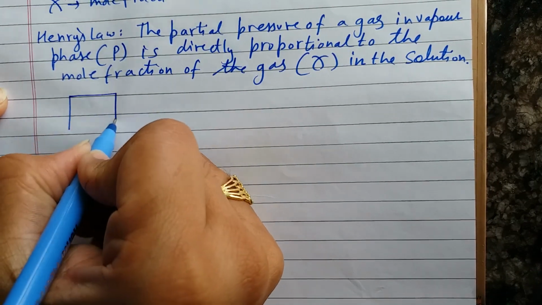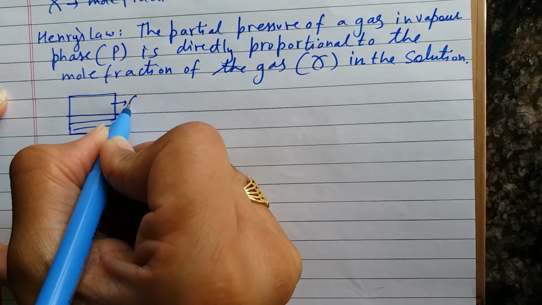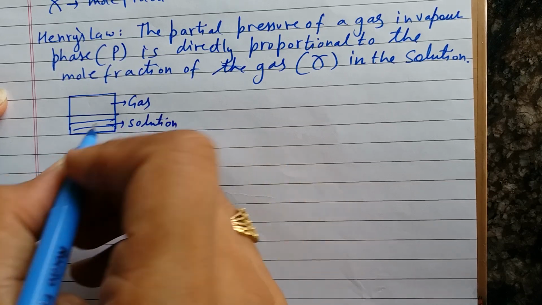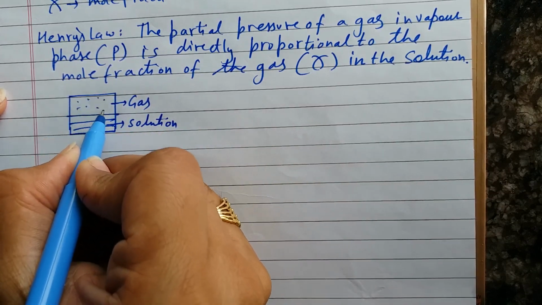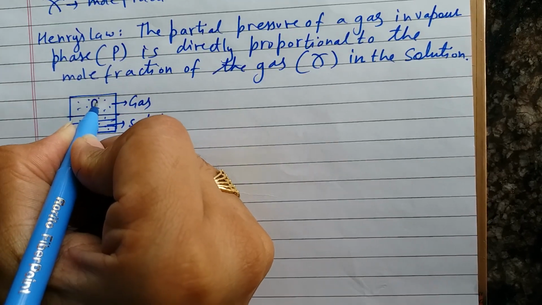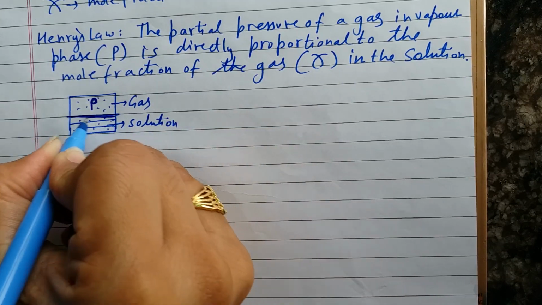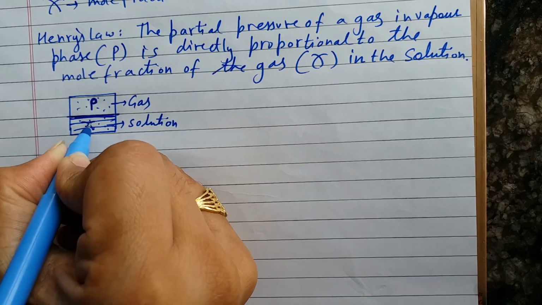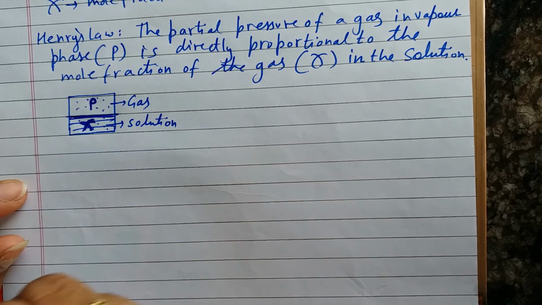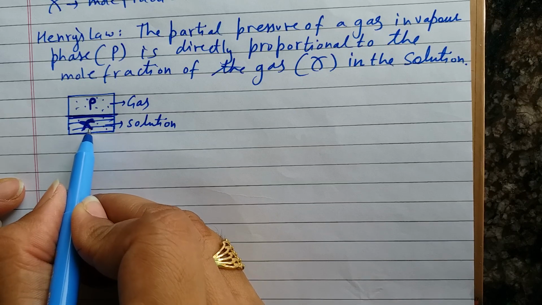So our system was something like this. There is a gas here and there is a solution below that. The solution is this gas dissolved in a particular solvent. So let's say P is the pressure of the gas above the solution, and chi represents the mole fraction of the gas inside this solution. Okay, so where is P? P is above the solution. It's the pressure of the gas above. And where is chi? Chi is the mole fraction of the same gas but inside the solution.